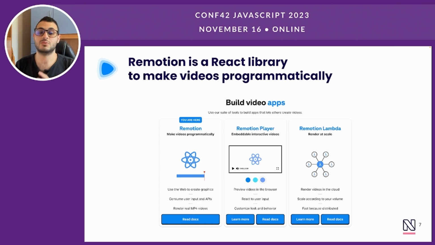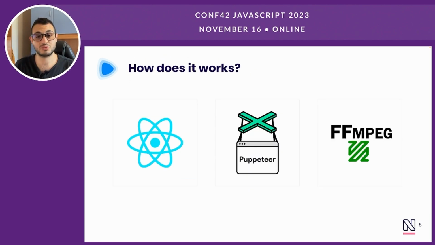Then we will also see Remotion Lambda. If you're not familiar with Lambda, that's not a problem. Lambda is just a function as a service from AWS. This means that you can run your functions on the cloud and they will take care of all the server stuff. How does Remotion work under the hood?